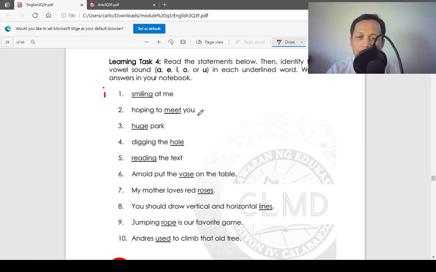Number 2, hoping to meet you. The underlined word is meet. Number 3, huge part. The underlined word is huge. Again, huge part. Number 4, the underlined word is hole. Digging the hole. Again, digging the hole.